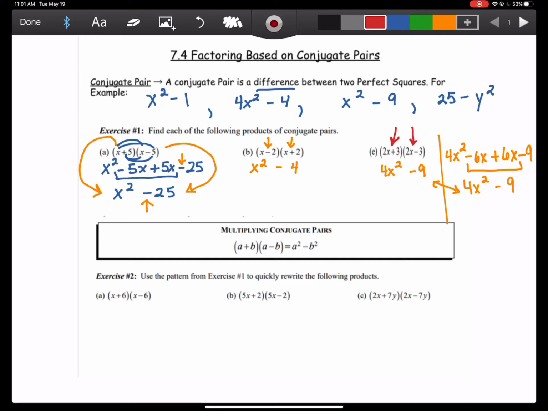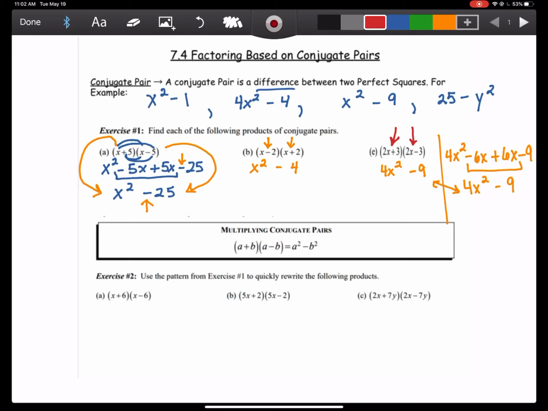Okay, take a look at A, B, and E. A: x plus 5 times x minus 5. Look at B: x minus 2 times x plus 2. Look at E: 2x plus 3, 2x minus 3. Those are the characteristics that make these factors that produce or result in conjugate pairs. That's why all of these make conjugate pairs.